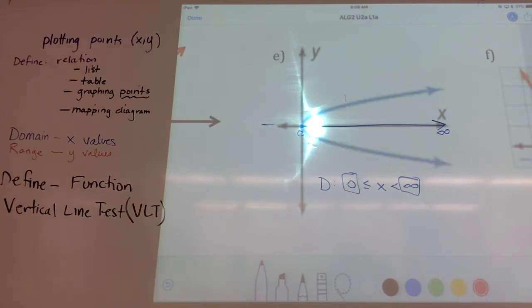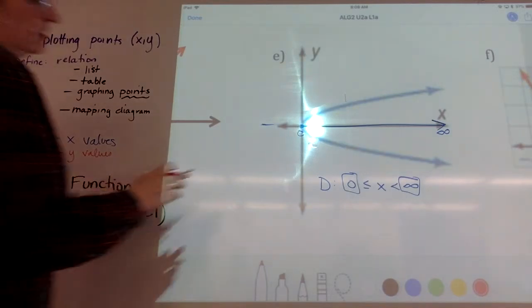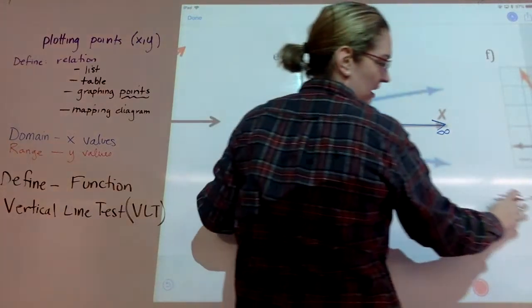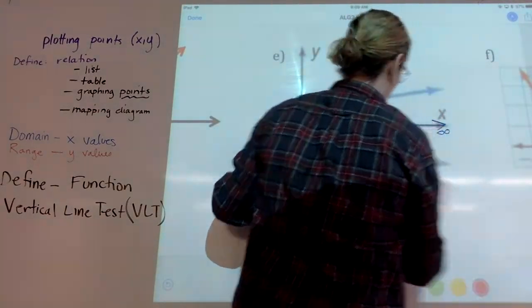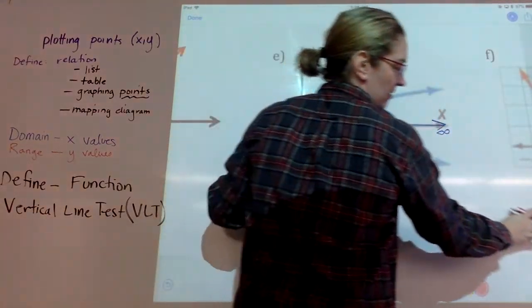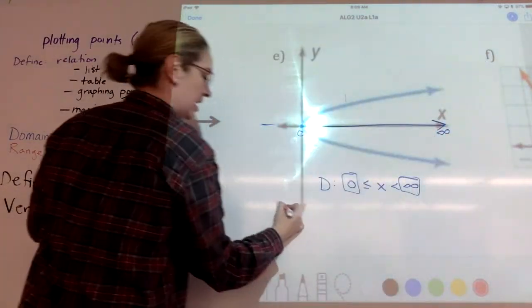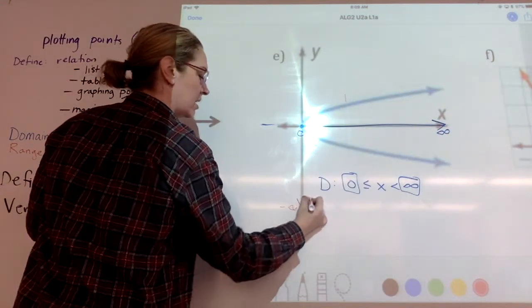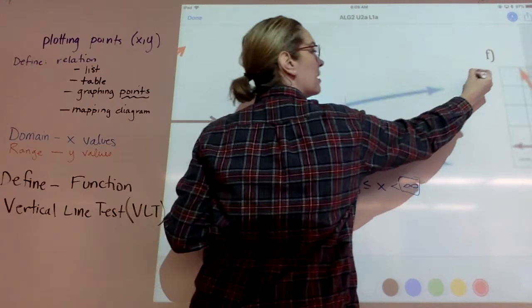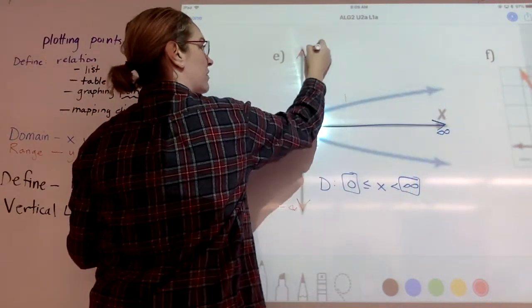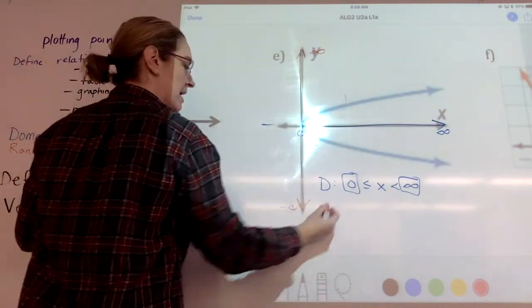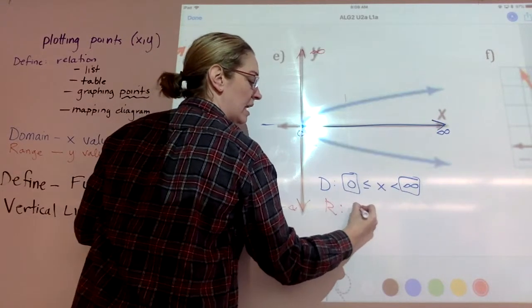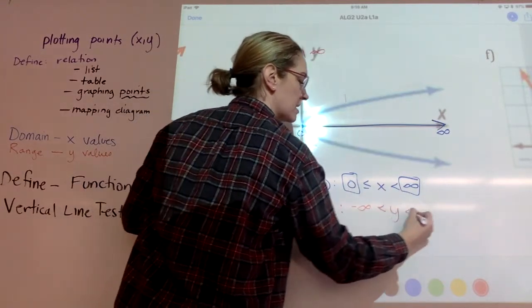All right, now how about range? Is this going to keep going down, down, down? What do you think? Negative infinity it is. How about this one? Up, up, up? Positive infinity. So now my range is going to be negative infinity is less than y is less than infinity.